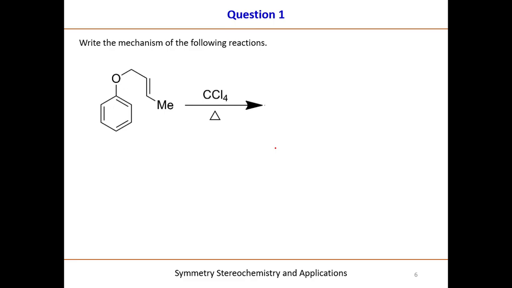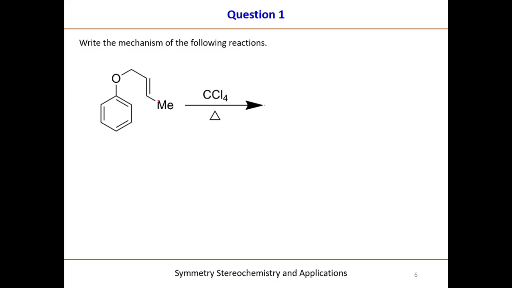Which type of rearrangement is here? Which type of rearrangement reaction is this? This is the Claisen rearrangement reaction. So what happened in the Claisen rearrangement reaction? Here we have an allyl aryl ether. Here you can see this aryl group.